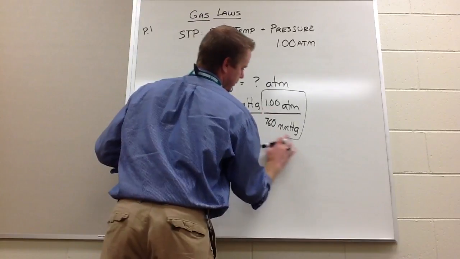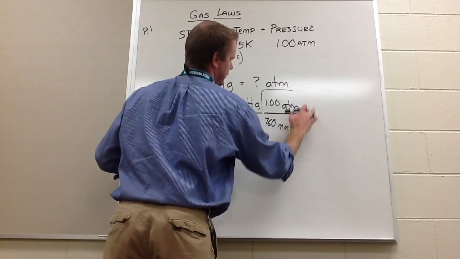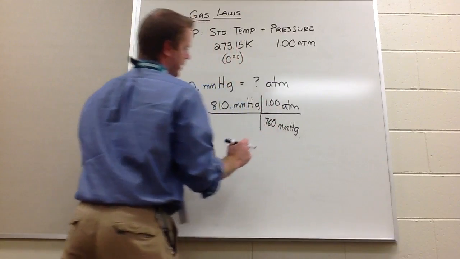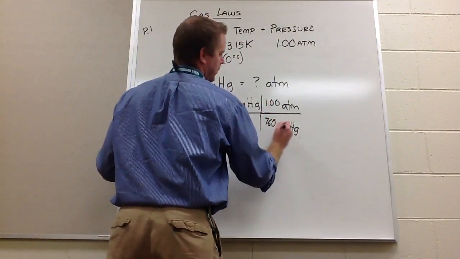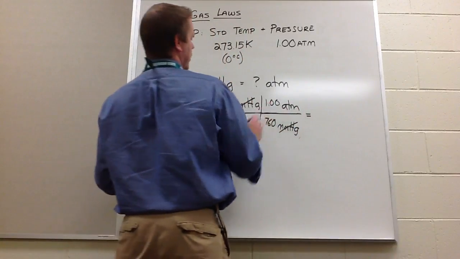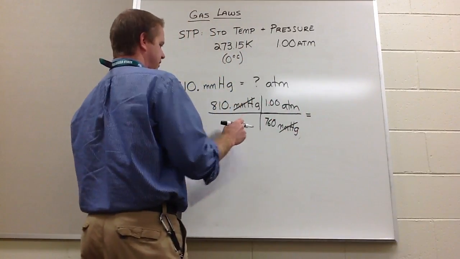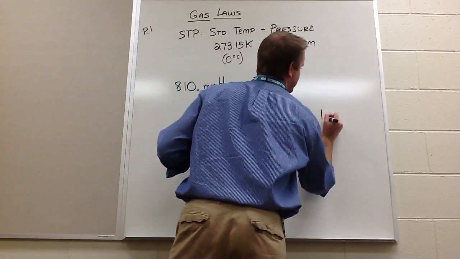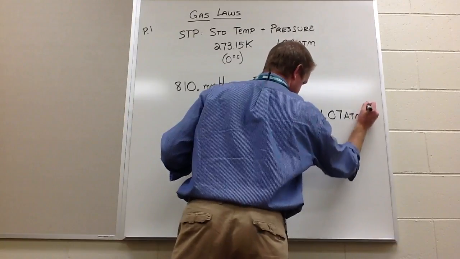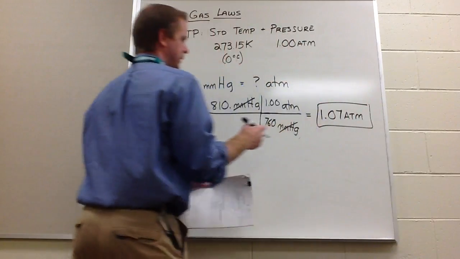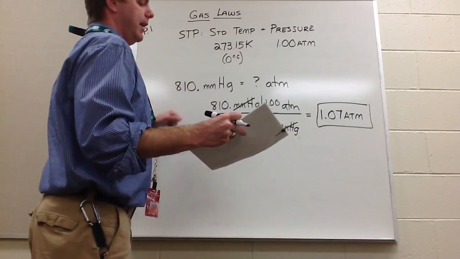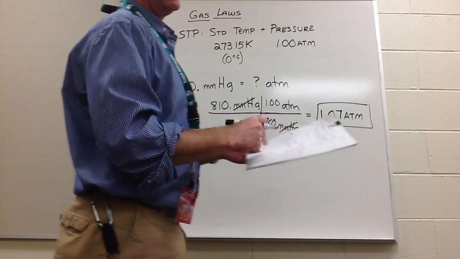Okay, let's get rid of the box just so it cleans it up a little bit. So you take 810 to multiply, that cancels the atm, right? 810 times 1 is 810, divided by 760, three significant figures, therefore the answer is 1.07 atm. And that is STP, temperature conversion, and pressure conversion. I would like you to do the rest of this page.